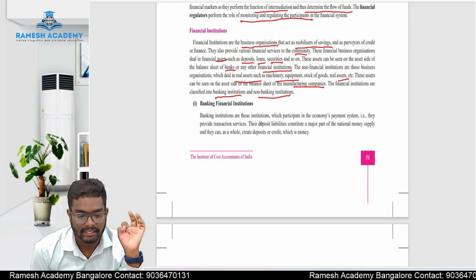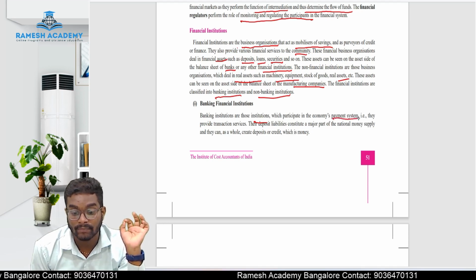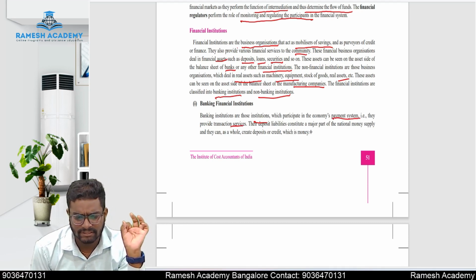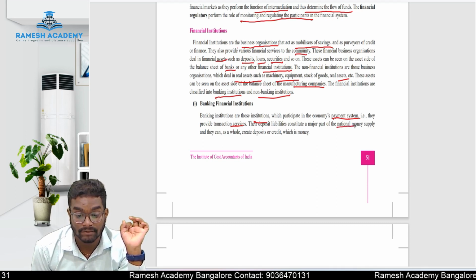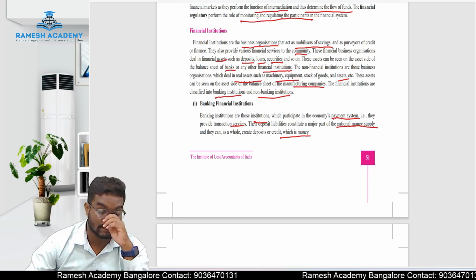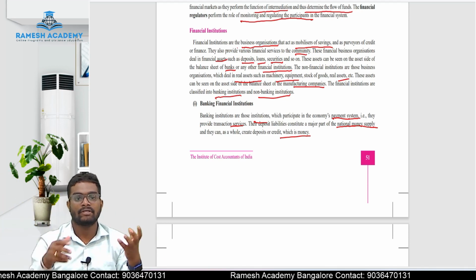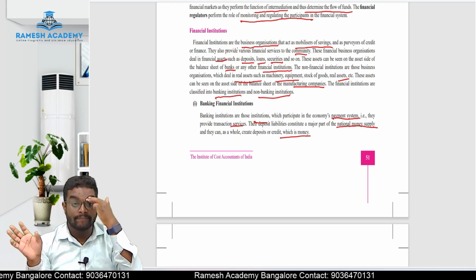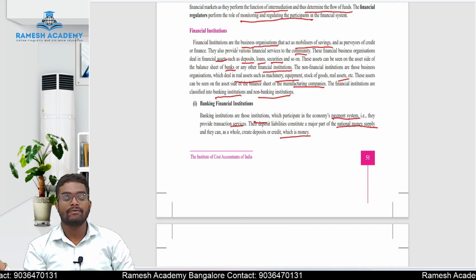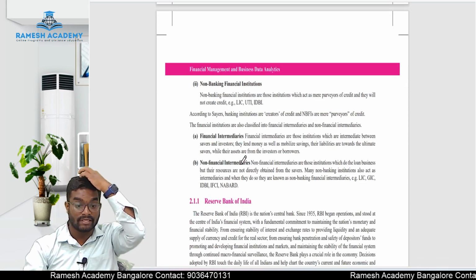So banking institutions are those institutions which participate in the economic payment system. That is, they provide transaction services. The deposit liability constitutes a major part of the national money supply, and they can as a whole create deposits and credit, which is money. They take deposits from us. It is a loan for the bank, which is a liability, because they have to repay us at any time. We may ask at any time, no? And the loans which they give to others are an asset for them. That's the thing. Okay, next we will see what non-banking financial institutions are.